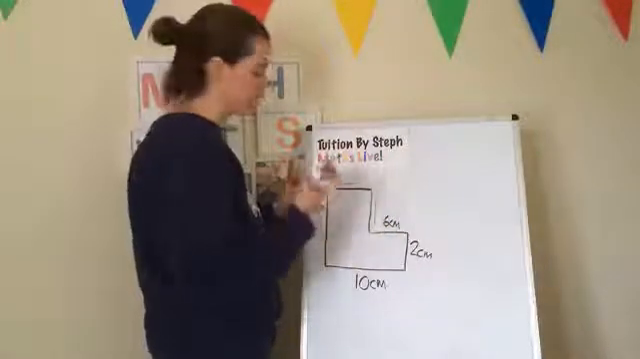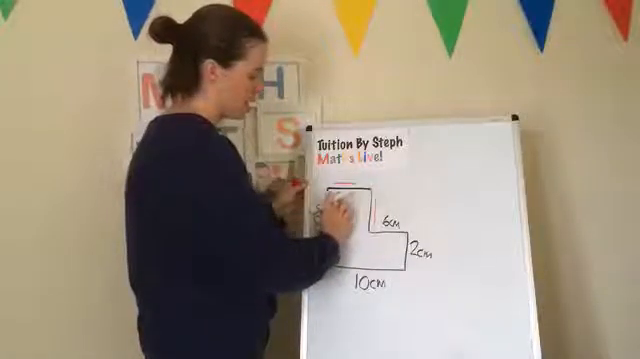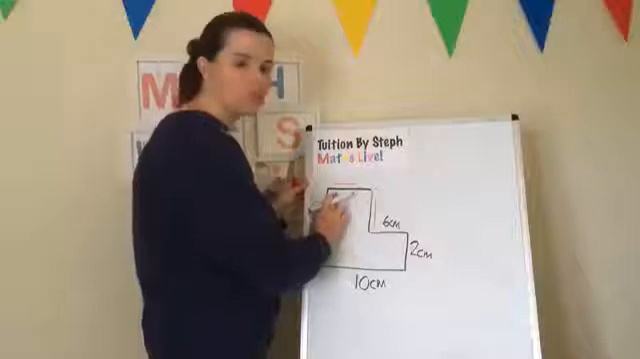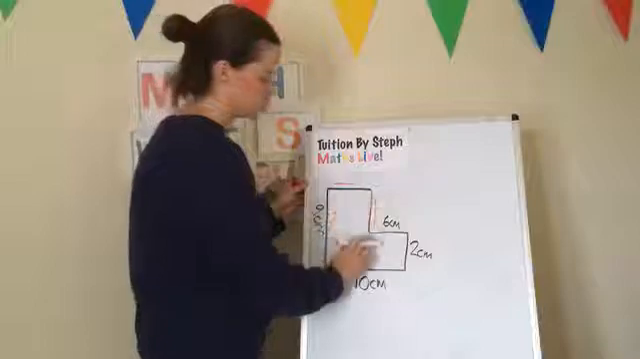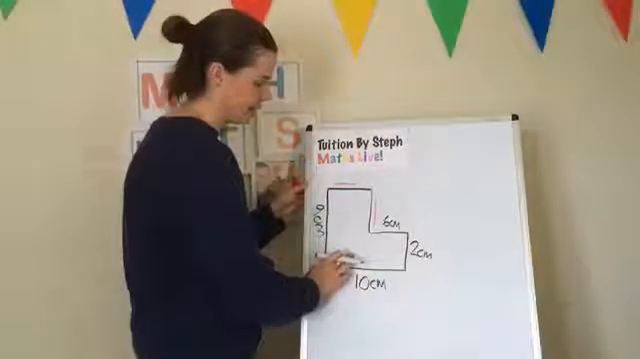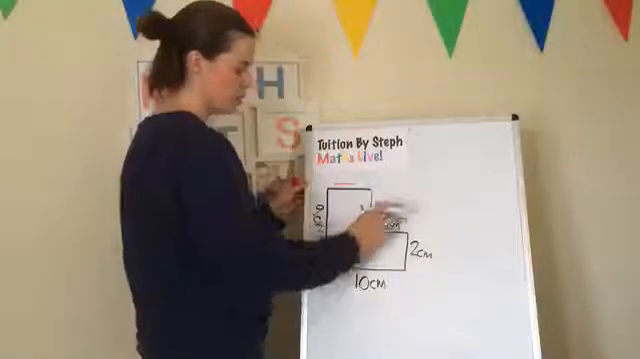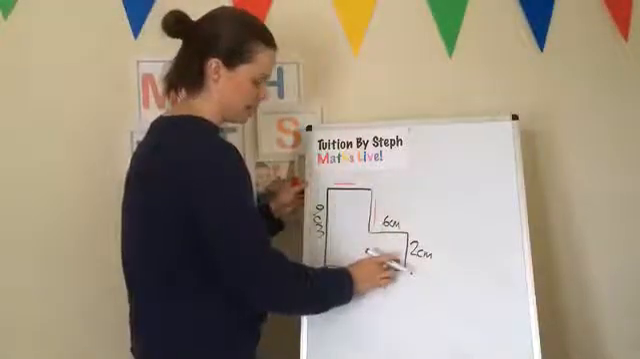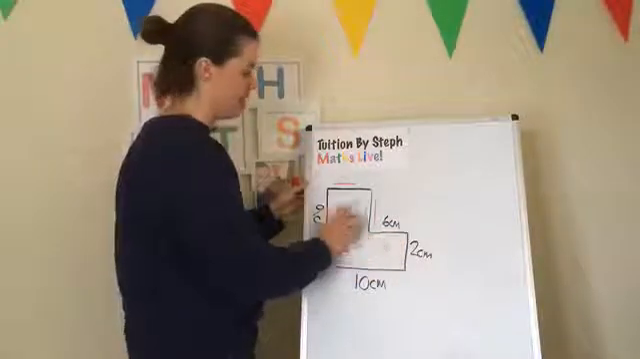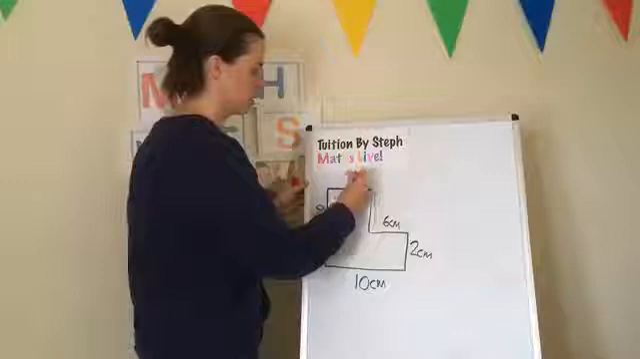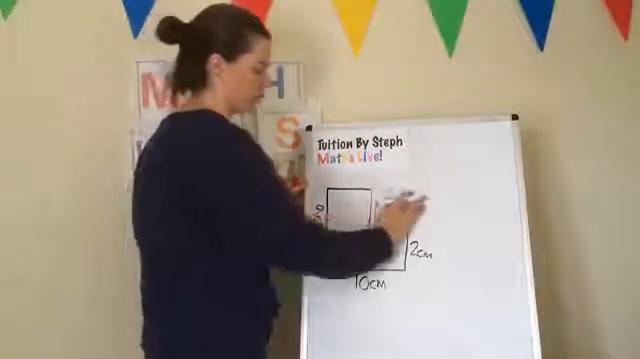How do we find the sides of these shapes? Now, let's do the top one first. To help us find the top one, we need to find all the other sides that are horizontal, that go left to right. So we've got 6 and 10. Now 10 is the one that goes all the way across. So to find this one, 10, what do you add to 6 to make 10? That's 4. So 4 plus 6 gives us the total length of 10.